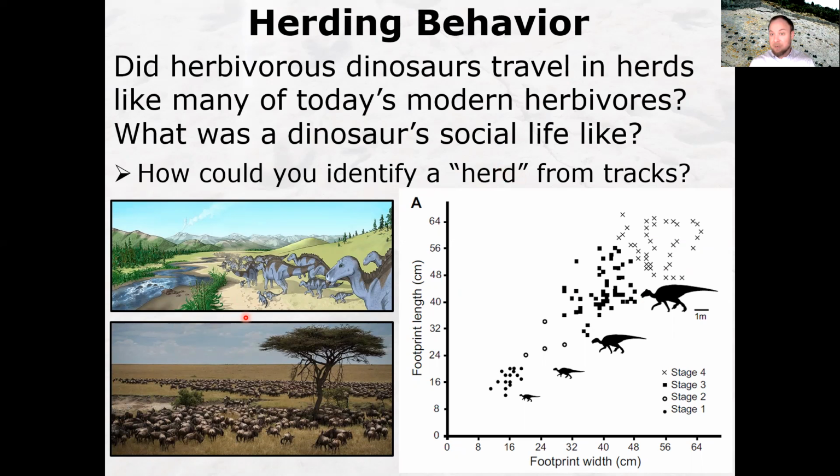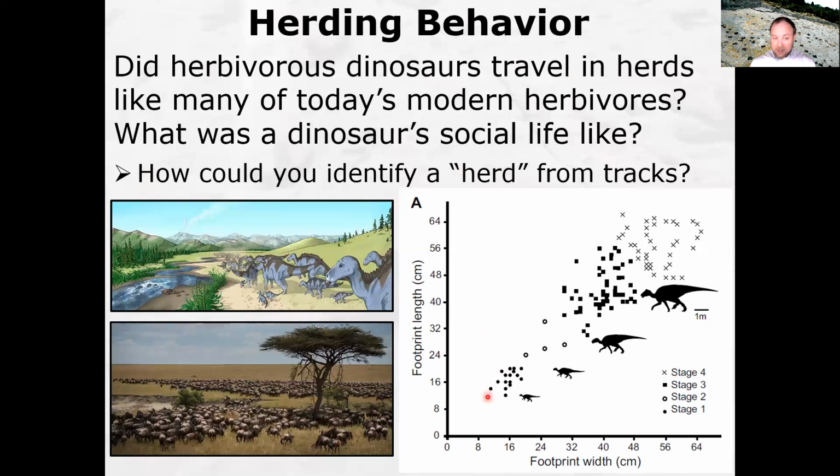That would be like a telltale for a herd. Another thing is that inside of a herd, all of the organisms are moving together. So a herd would have adults, a herd would have juveniles, a herd would probably have babies depending on the time of year. And so there was a study done on a large series of hadrosaur trackways, and the question was, is this a herd?